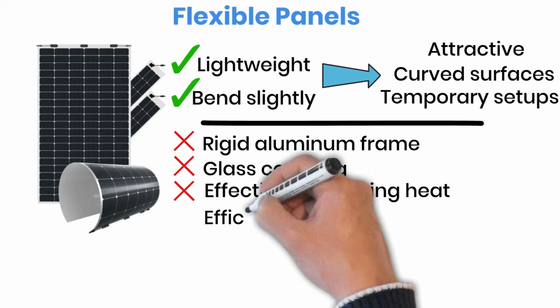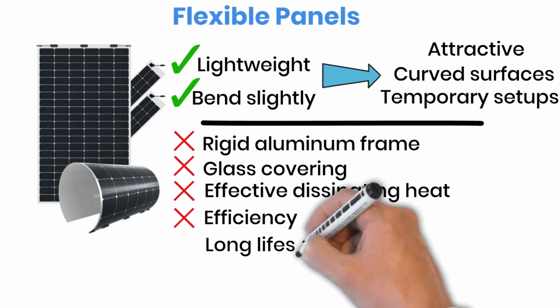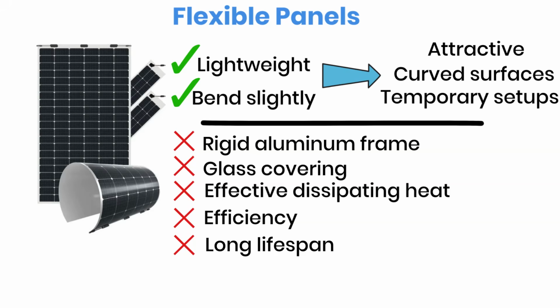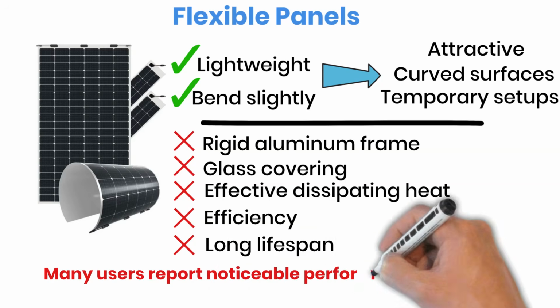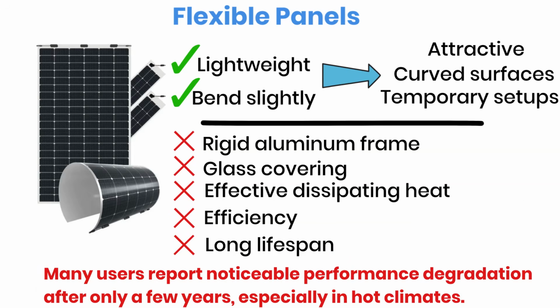When solar panels heat up, their efficiency drops. Excessive heat over time can also reduce lifespan. Rigid panels allow better airflow and heat management. Flexible panels, especially when mounted directly onto a surface with no air gap, tend to run hotter. As a result, flexible panels often have a shorter operational lifespan compared to standard monocrystalline or polycrystalline panels. Many users report noticeable performance degradation after only a few years, especially in hot climates.